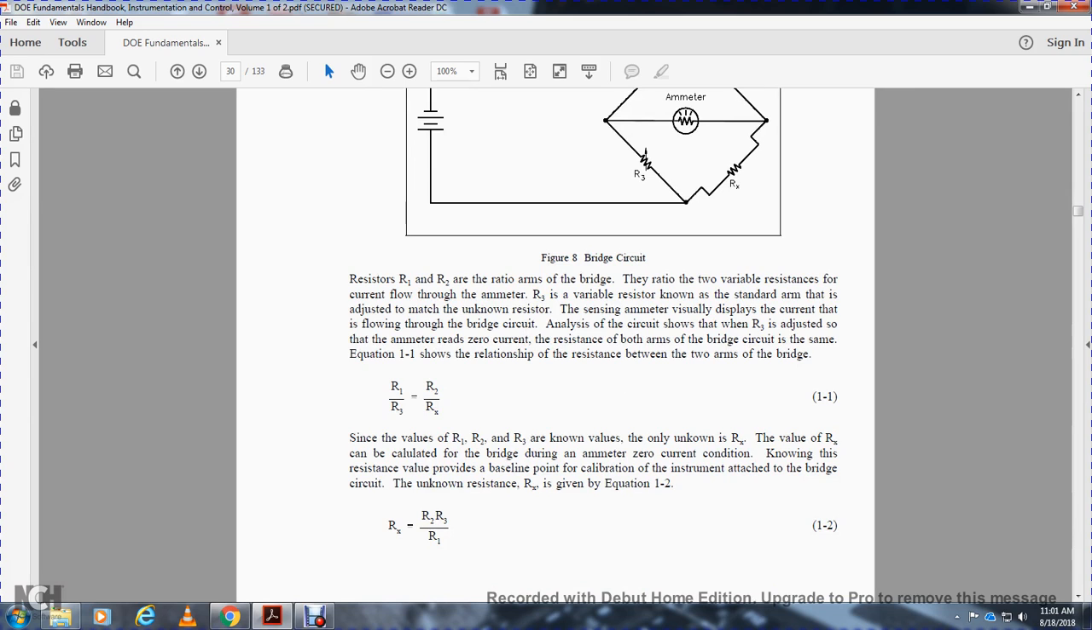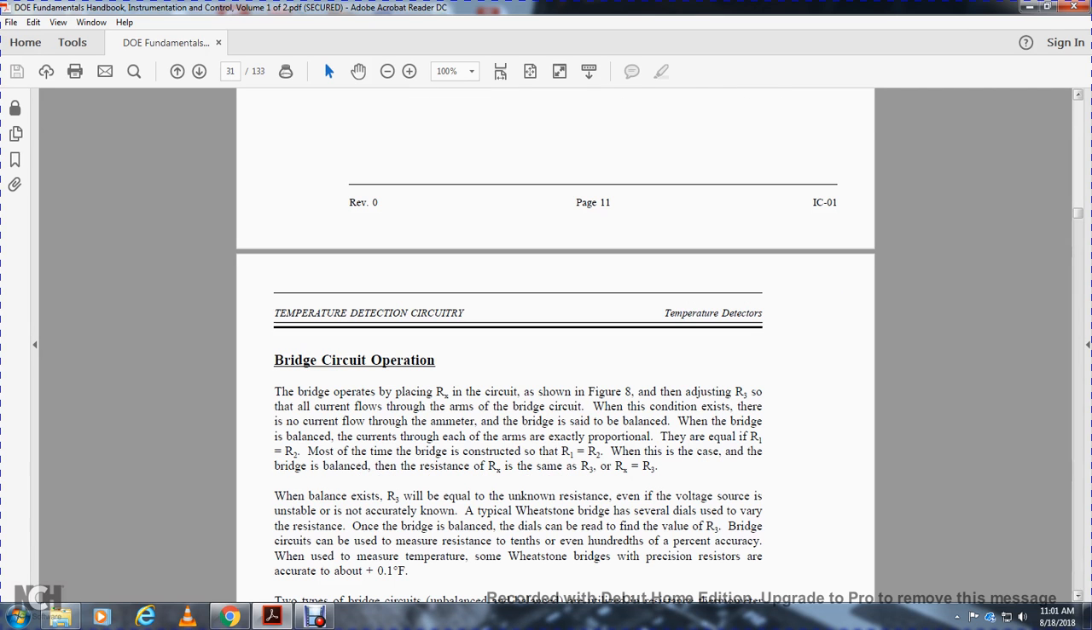Since the values of resistors 1, 2, and 3 are known, the only unknown is resistor X. The value of resistor X can be calculated at the ammeter zero current condition, knowing that the resistance value provides the baseline for the calibration of the instrument attached to the bridge circuit. Resistor X is given in equation 1, 2: resistor X is equal to resistor 2 times resistor 3 over resistor 1.